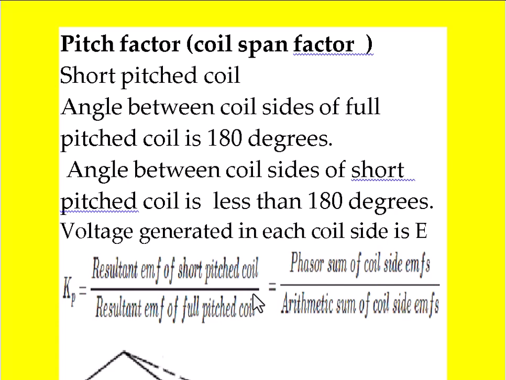The definition for the pitch factor is represented by Kp and it is equal to resultant EMF of short pitched coil divided by resultant EMF of full pitched coil. This can also be mentioned as phasor sum of coil side EMFs divided by arithmetic sum of coil sides EMFs. This also can be further simplified as vector sum of EMFs divided by arithmetic sum of EMFs in the coil.